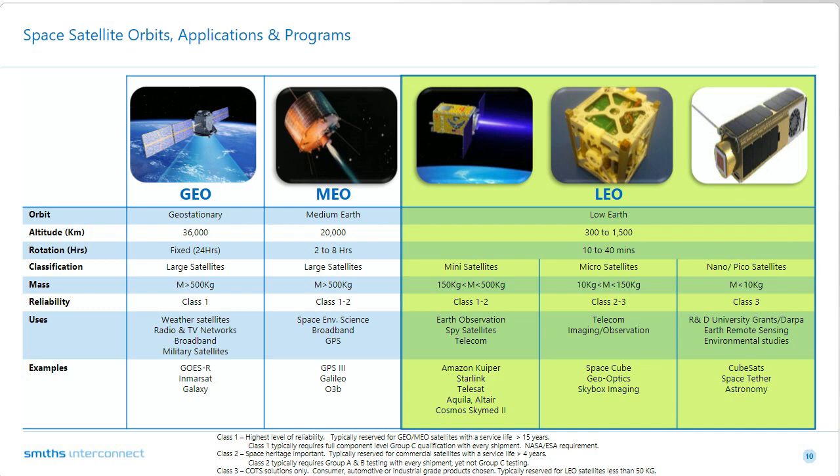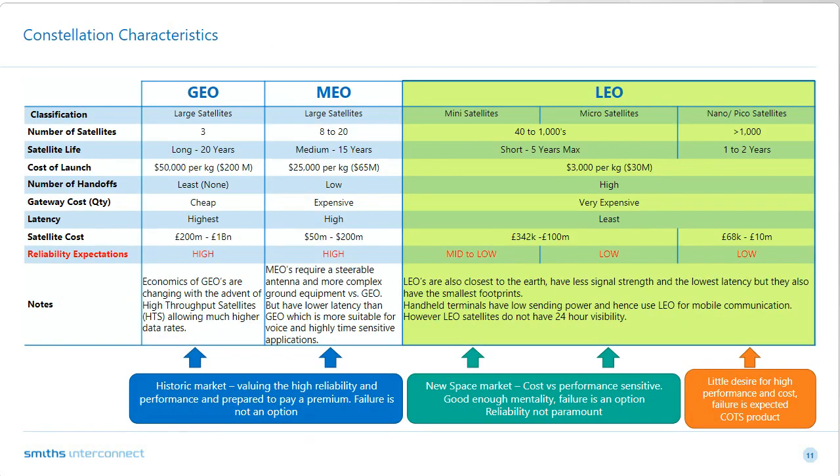So if we get a little deeper into these types of satellites and their characteristics, as you can see in this slide, the number of satellites varies per orbit they're deployed in and the applications they're used for. GEO satellites have the least number of satellites in the constellation, consisting of 3 that cover the Earth's surface of the globe. MEO satellites can have anywhere between 8 and 20 satellites in the constellation. In moving over to LEO satellites, these constellations can vary from 40 to over 1,000 satellites per deployment.